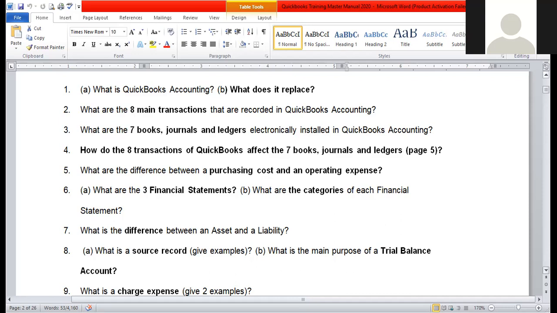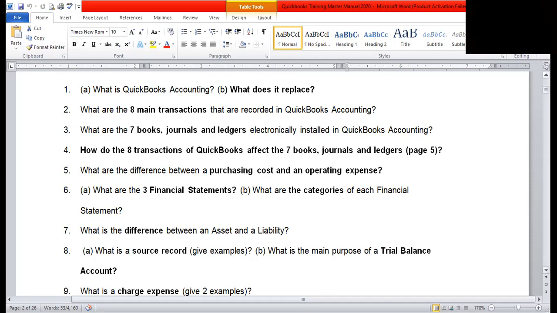What is the difference between purchasing costs and operating expenses? Purchasing cost is the inventory, products, raw material and services that you buy to sell to make a profit. Operating expenses are monies the company pays out to support the business, complement and facilitate it. Yeah, the buying of goods and services. All right, excellent. Okay, so I explained about everything else.